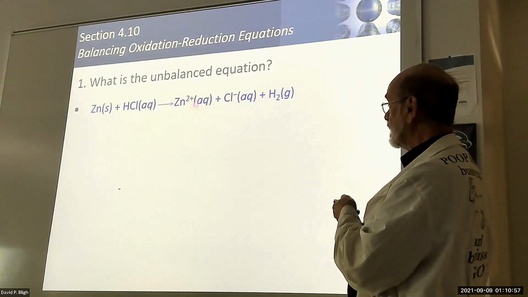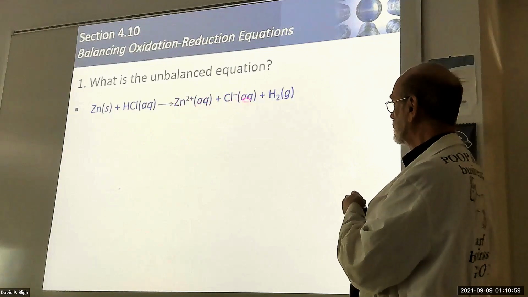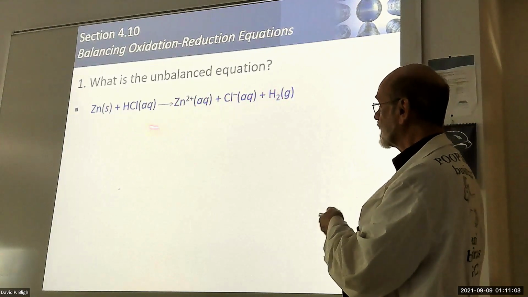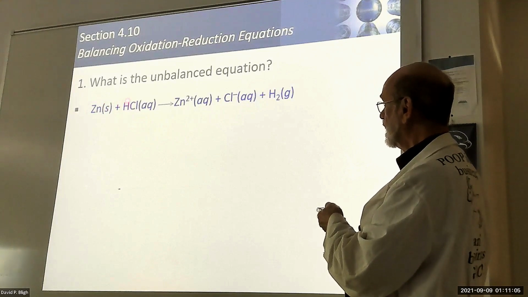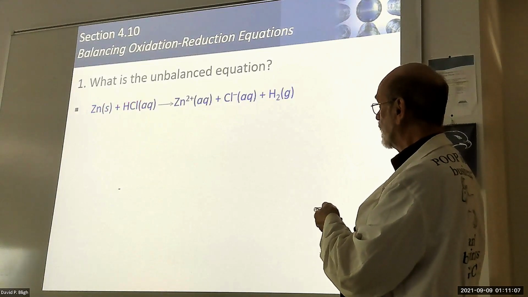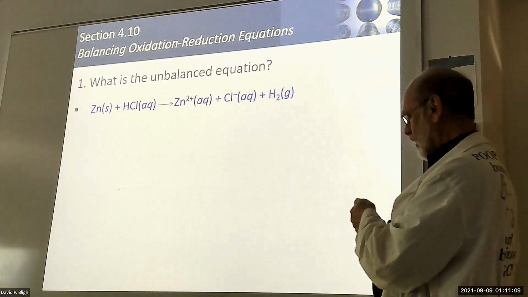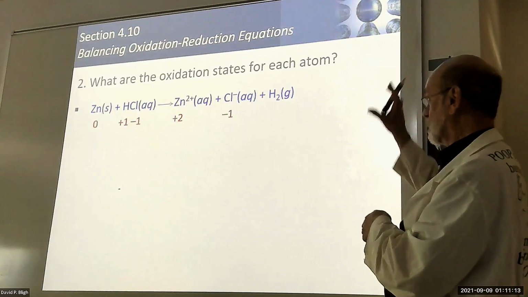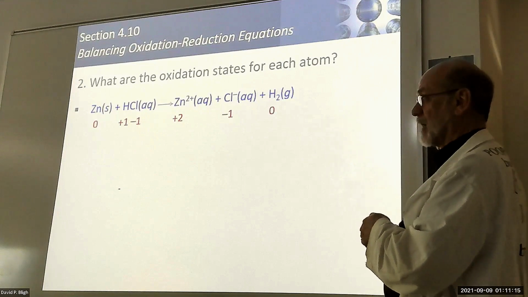Well, we know we have individual ions here. We know that's a zero oxidation state. That's a zero oxidation state. This one's a -1 and that's a +1. So we can tell which one does what. So we've got our oxidation states identified.